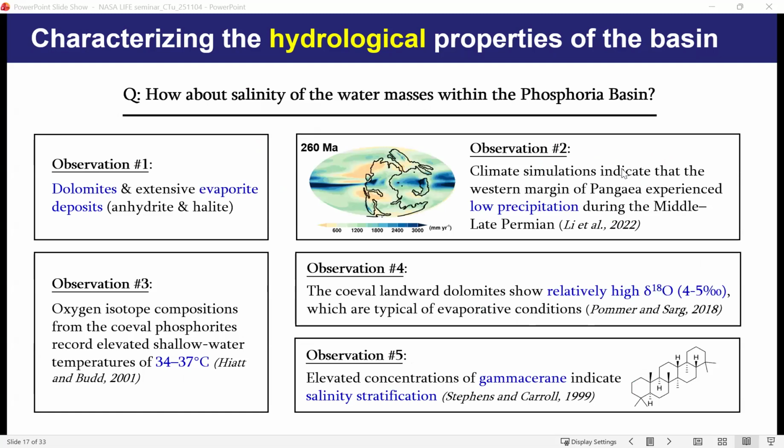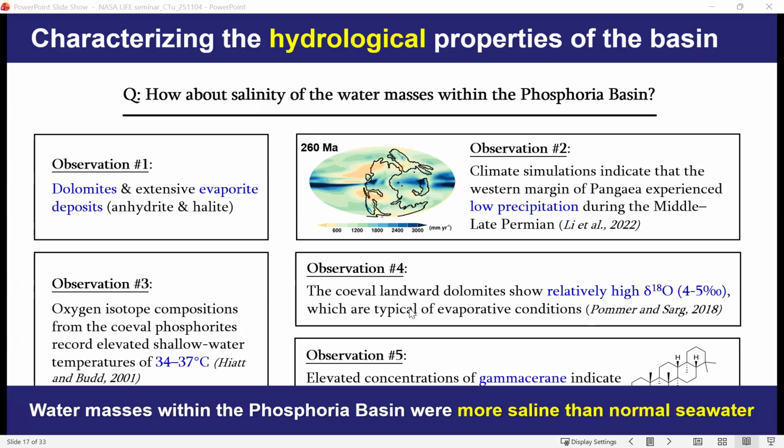How about the salinity of the water masses within the basin? We have a few observations. First, dolomites and extensive evaporite deposits, including anhydrite and halite, are documented within the basin. Climate simulations and geochemical data also suggest evaporative conditions. Moreover, elevated concentrations of gammacerane indicate salinity stratification. So all this evidence indicates that the water masses within the phosphorite basin were more saline than normal seawater.